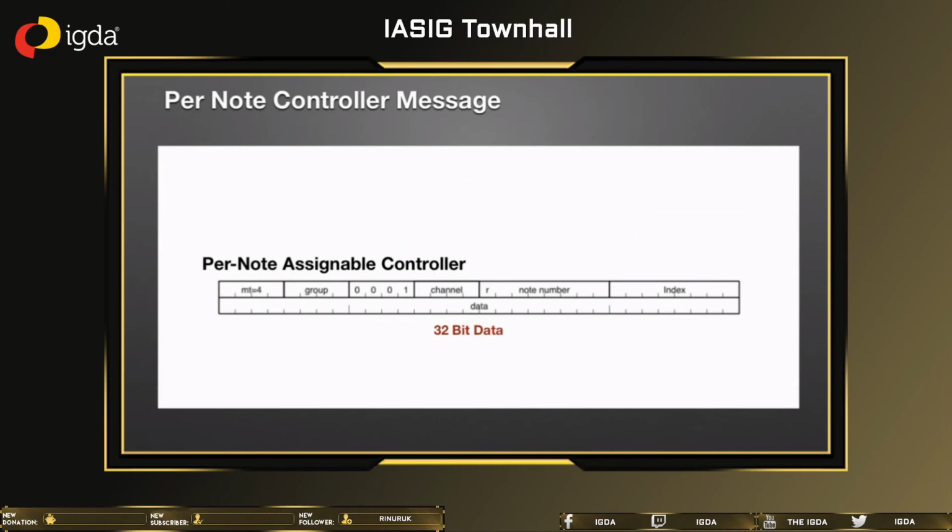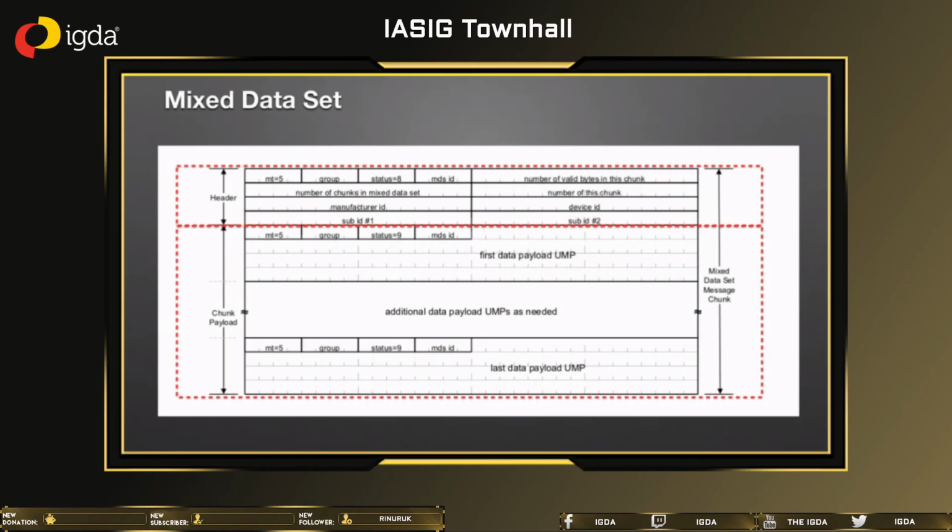As we move into expanding beyond that, we came up with the idea of the mixed data set. The mixed data set is a large message that can carry huge amounts of data. So if you want to send custom or proprietary data, or if you wanted to send audio over your MIDI stream, you could fit it into here. I'm not saying that's the best way to send audio, but you could. You could send any data through this mixed data set message.